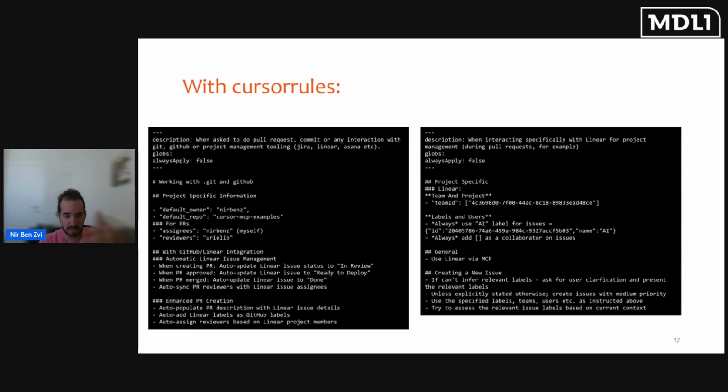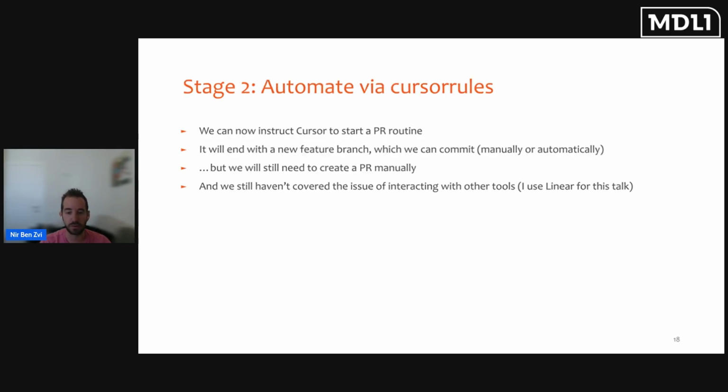And this goes on, and I instructed the exact flow that I want for commits and pull requests. To the right, I have my Linear Cursor rules, and they also have metadata like the team ID and the label that I want to use. I can also put collaborators, and so forth.